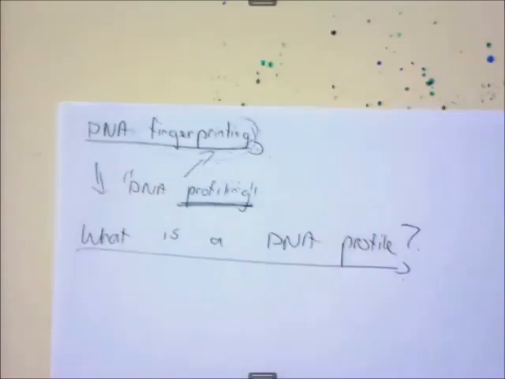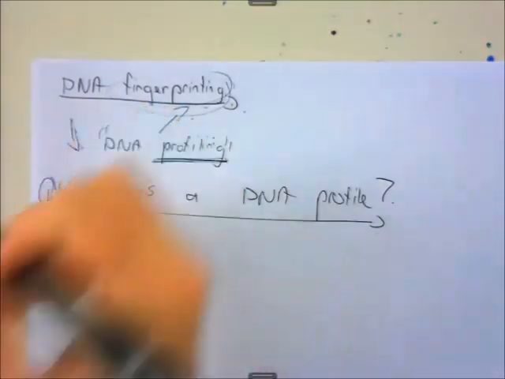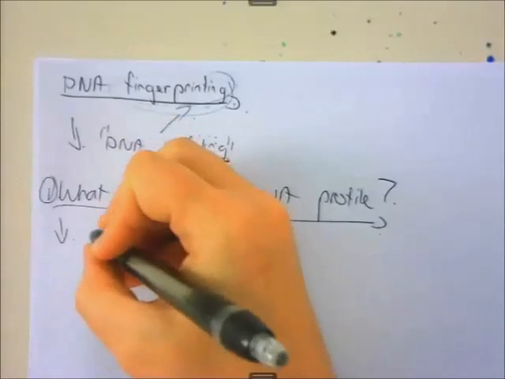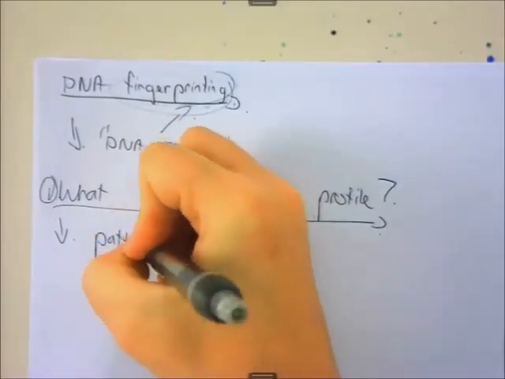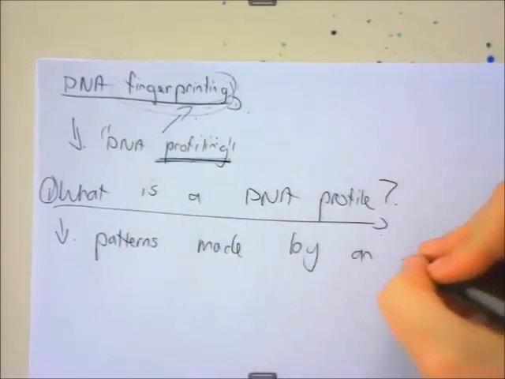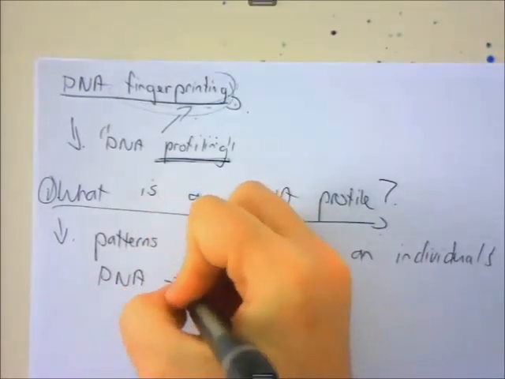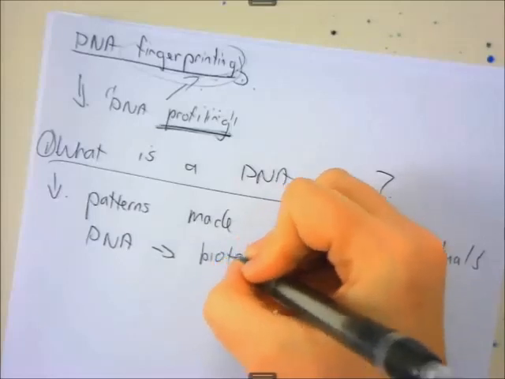Okay, that is the first thing that we have to look at, and the first thing that you have to be able to identify, or the first thing you have to be able to explain. So a DNA profile shows us the patterns made by an individual's DNA when we push it through a biotechnical process or biotechnological process.